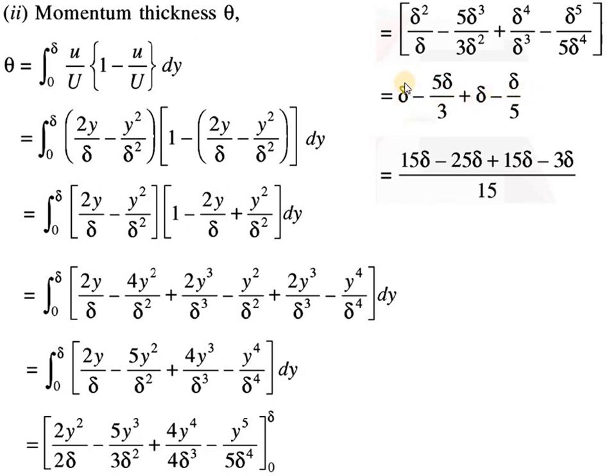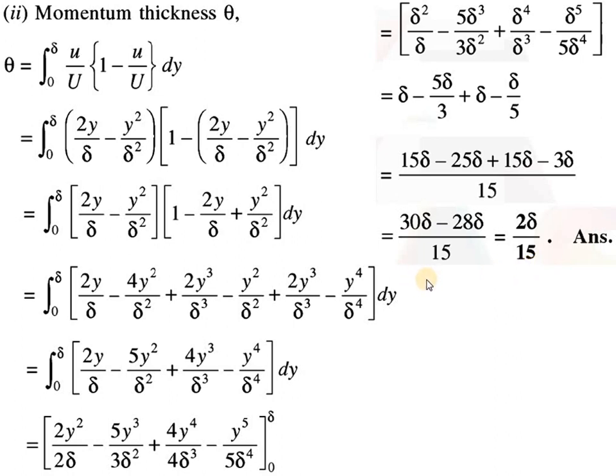So let us see what we can do. We will multiply the first term by 15, the second term by 5, the third term by 15, and the last term by 3. So we get 15 delta minus 25 delta plus 15 delta minus 3 delta. So this minus 25 and minus 3 is minus 28, and this positive 15 and this positive 15 is 30. So 30 minus 28 gives you 2 delta upon 15. So that's written over here, 30 delta minus 28 delta upon 15. So that gives you 2 delta upon 15. So this is the answer for the momentum thickness.